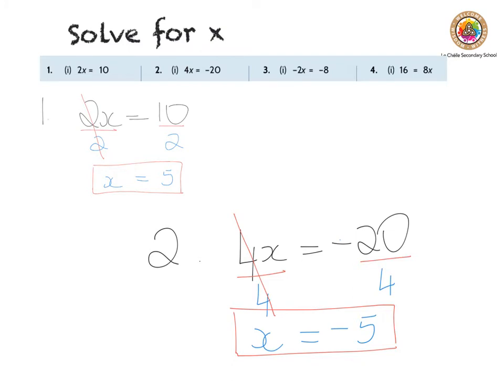And I can see if I was to replace this x with minus 5, well, I know that 4 by minus 5 would give me minus 20, which is what we started out with.